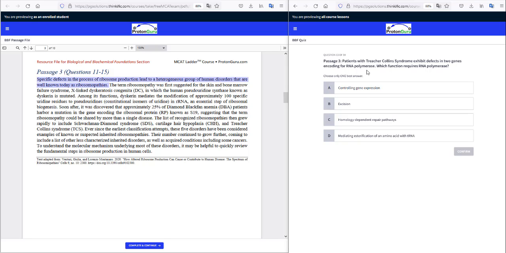Now we're told in the passage that this particular condition, Treacher-Collins syndrome, is one of these ribosomopathies. And we're told that patients having this syndrome exhibit defects in two genes encoding for RNA polymerase. Which functions require RNA polymerase? Now, we could have just had this question. So we could make this question more difficult if we said which functions would be impaired in patients having the Treacher-Collins syndrome. So one thing we could do is we could know the function of RNA polymerase from our study of biochemistry. Say, well, that's used in controlling gene expression at some level.